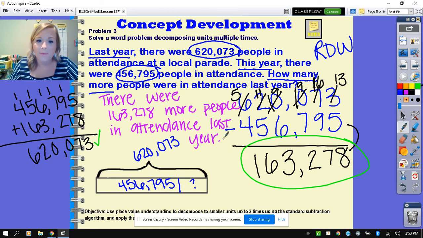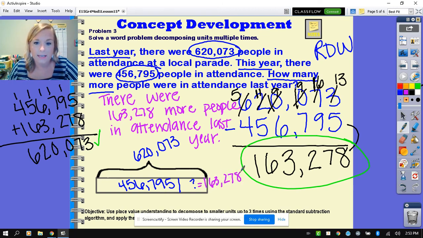So there we go. I read it. I was able to draw it out. And this question mark really ends up equaling that 163,278. I drew it out and then I wrote it as a statement. So those are all of the pieces to solving that subtraction problem.